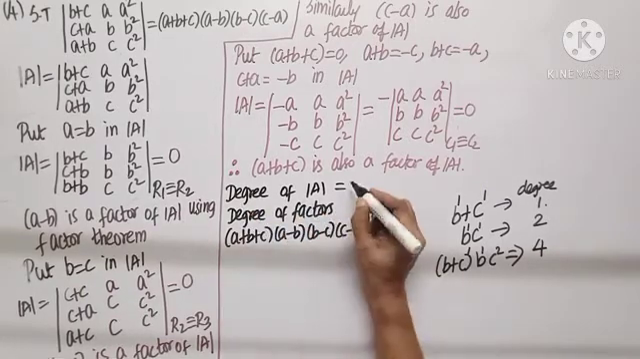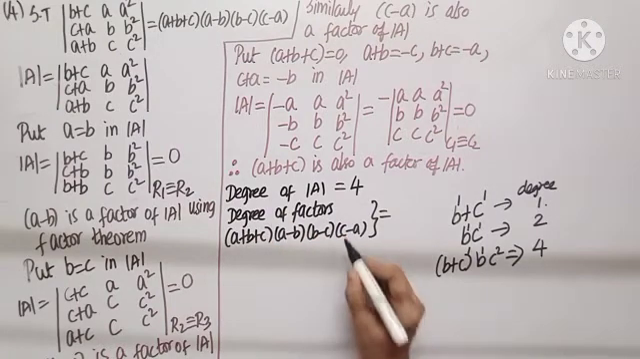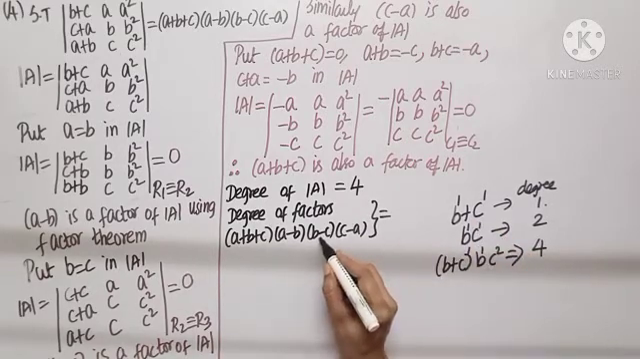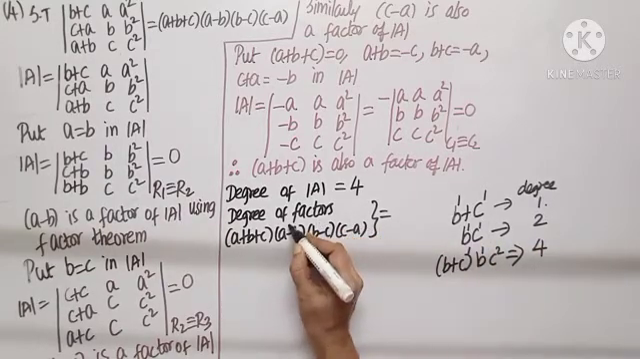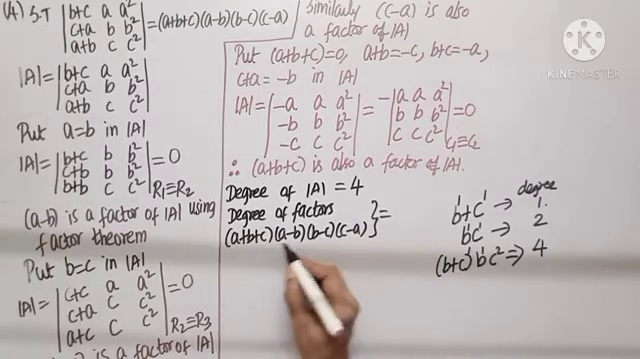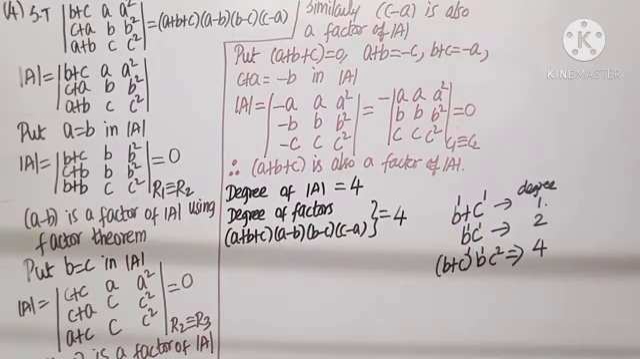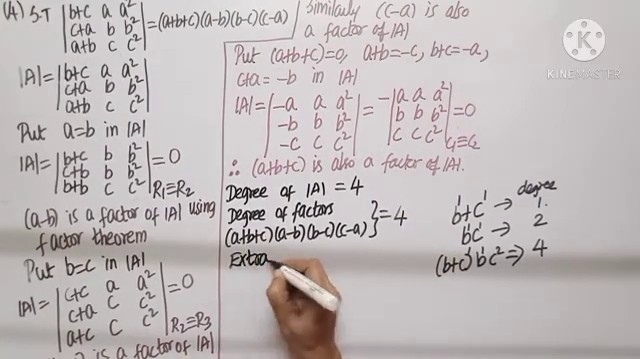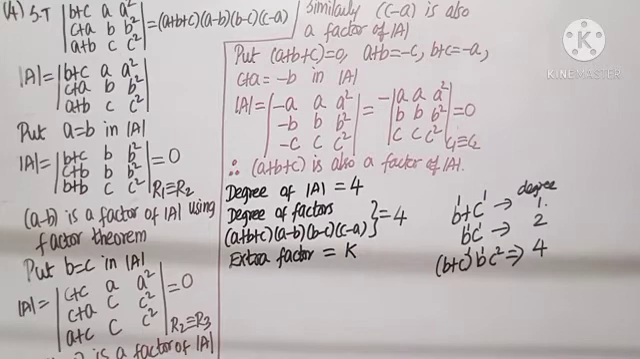So what is the degree of determinant A? That is 4. What is the degree of the factors? C minus A, degree 1. B minus C, addition or subtraction, you write only the highest degree. So 1, 1, 1, here also 1. How many degrees altogether? As we multiply the 4 factors, 1 plus 1 plus 1 plus 1. The degree is 4. Whenever you have degree of the determinant and degree of the factors same, for the extra factor we just introduce a constant.